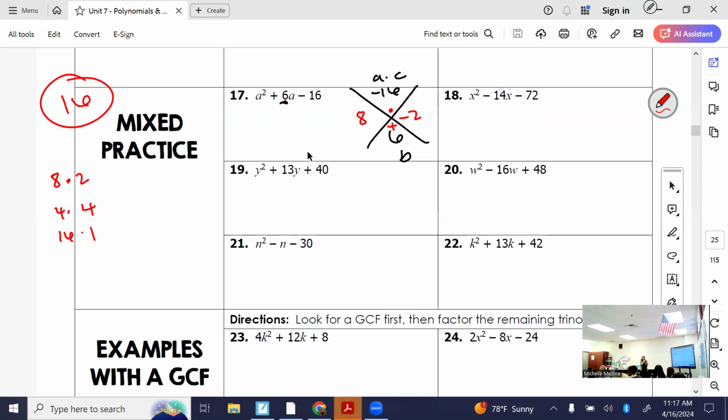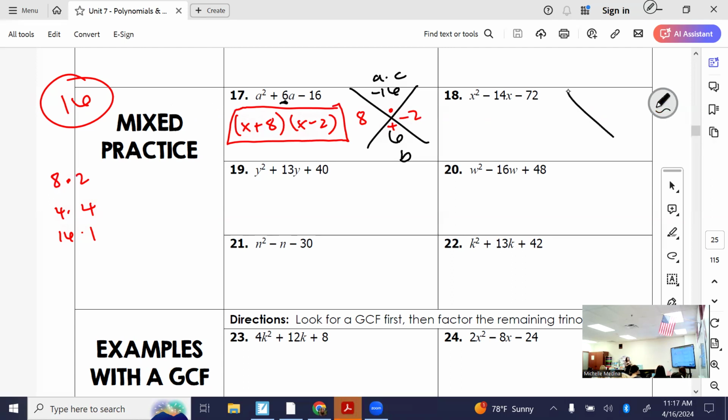Good. There's only one combination of numbers that'll work, and you'll have to play around with the minus sign to make that happen. So then I write my final answer as x plus 8 and x minus 2. You keep the sign that it had to be to make it happen. There's no way I could rearrange 4 and 4 to do that, or 16 and 1. You just have to find the combination. Does that make sense? Okay, let's try another.